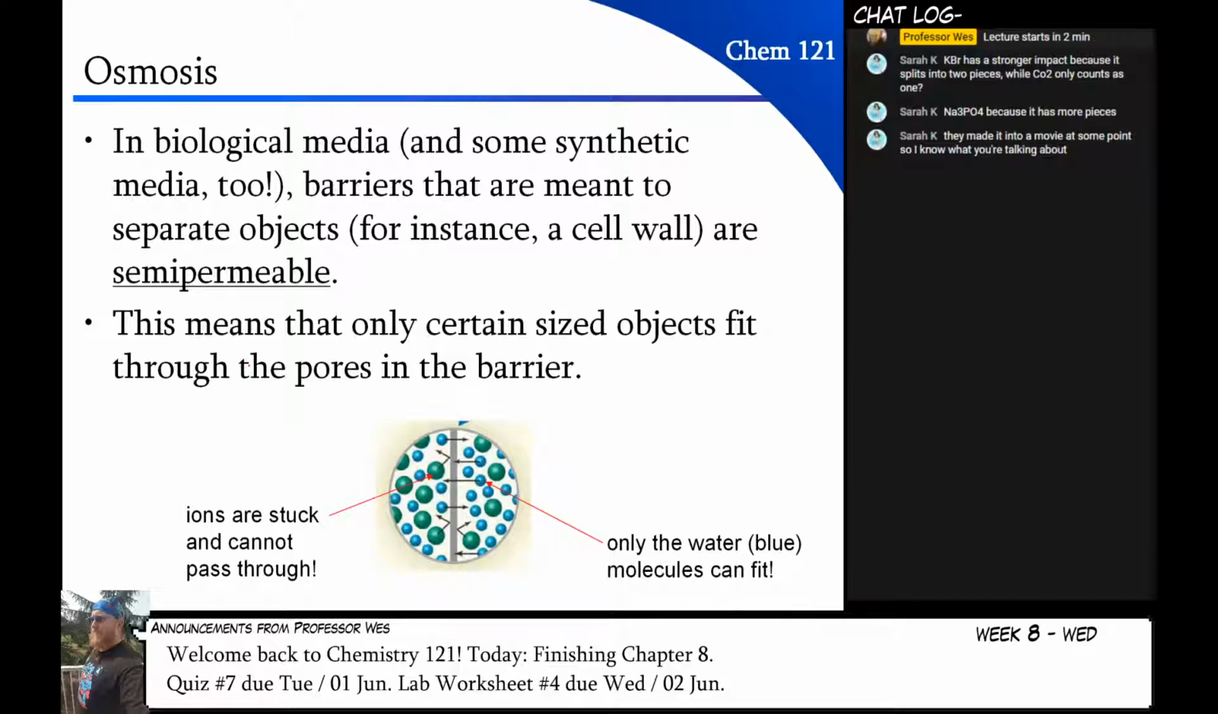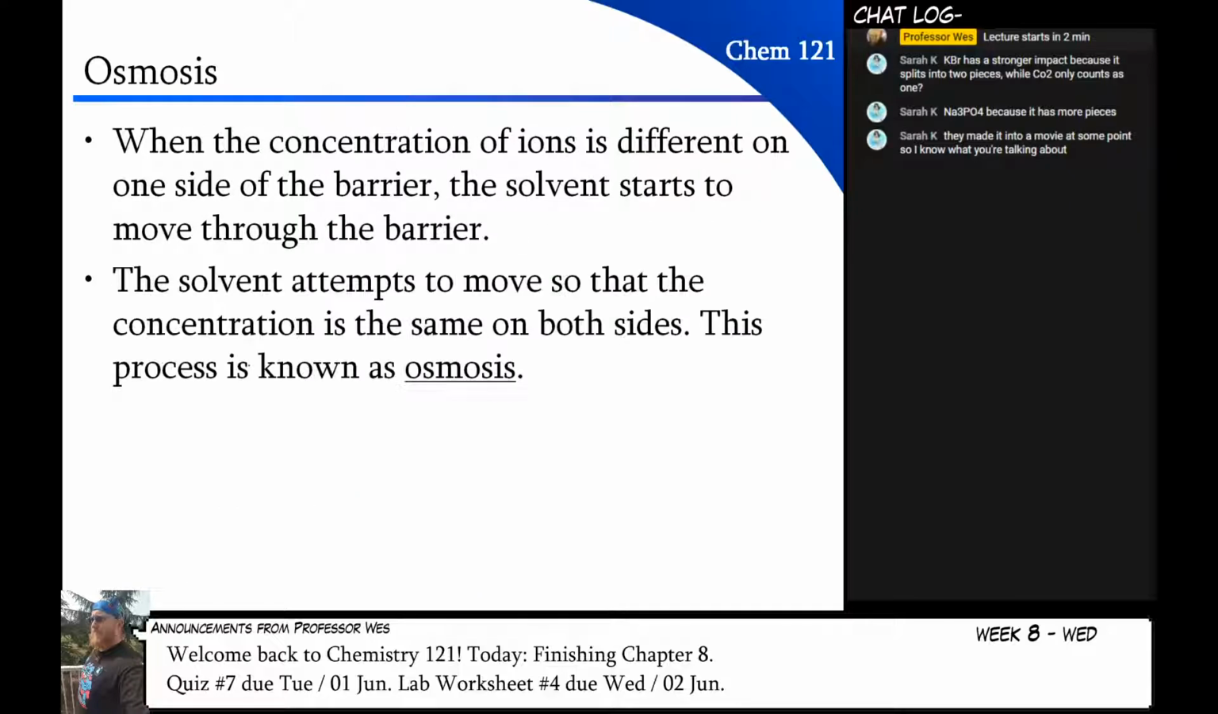Now, what is the behavior of water? Here's how water works. Water will move through a barrier that is semi-permeable, and it does so in this fashion. If the concentration is different on both sides, it moves to try and equalize it so that it's the same. You'll reach a state called equilibrium. We're going to talk about equilibrium next week. And that process is known as osmosis.